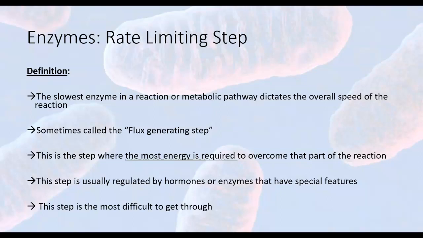Sometimes this is called the flux generating step. This is the step where the most energy is required to overcome that part of the reaction. We need to put in more energy to get through that sticking point, so to say, to overcome that portion, and then the reaction can carry out much more efficiently, okay? This step is usually regulated by hormones or enzymes that have sometimes special features. And again, this is the step that's the most difficult to get through of any sort of metabolic reaction. So a rate limiting step is the step that's the most difficult to get through in a metabolic reaction.